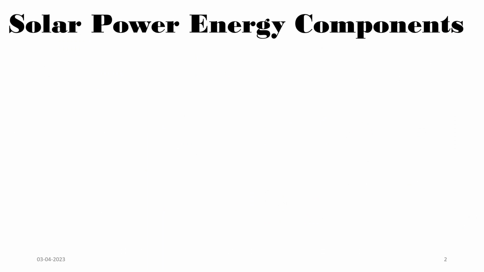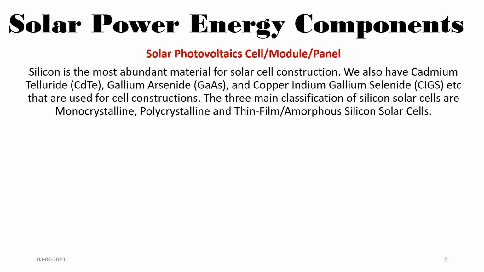Solar power energy components. As we know, if you want to install solar energy in your house, there are some basic components you need, and that will be the solar module, the charge controller, and the inverter. All these components have their own usage, connection and importance. The first one to consider is the solar photovoltaic cell module or panel.